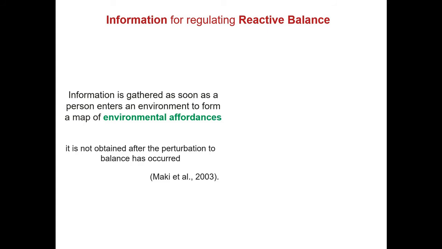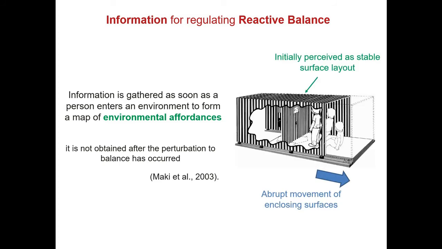In the context of reactive balance, information about postural affordances is not obtained after the perturbation to balance has occurred. We can think about this in the context of the moving room. In the moving room experiment, a person walks into the moving room, often believing that the walls that surround them are solid walls. They consequently perceive these surfaces as parts of the environment that they can rely upon to control their balance.